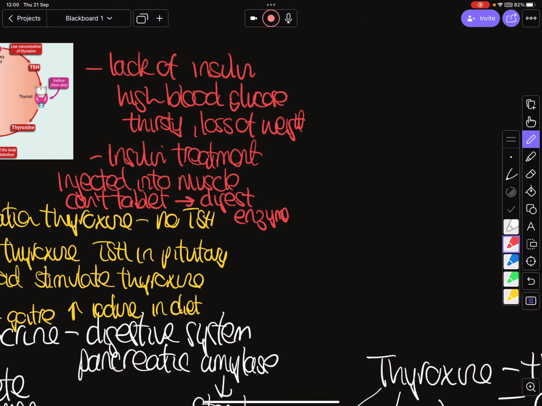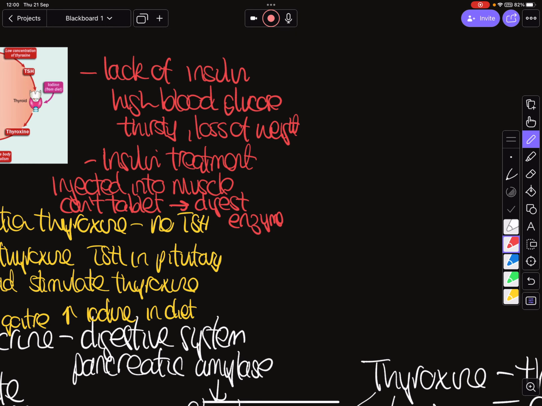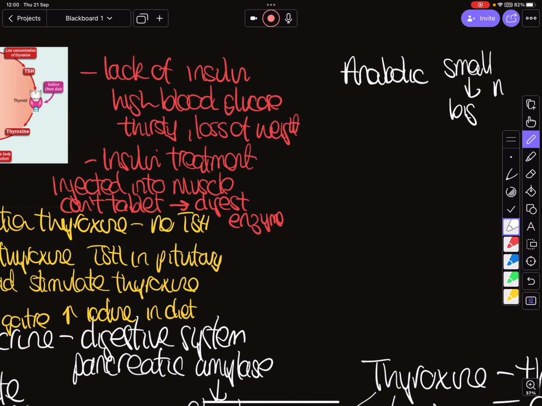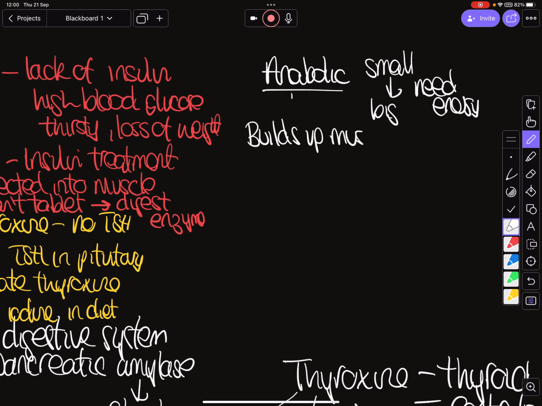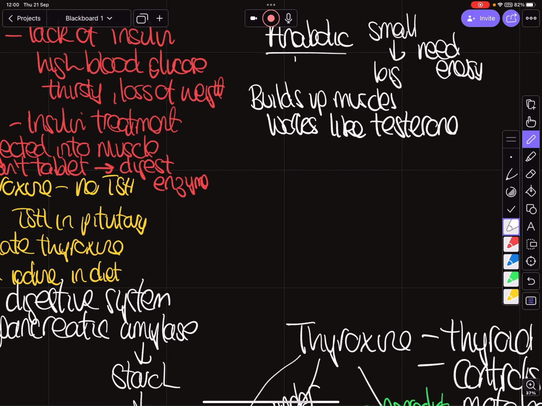Another one, just because we're a rugby playing school, maybe anabolic steroids. Anabolic is when you're going from small molecules to big molecules. You need energy to do this. It's got nothing to do with your cat eating you, because that is catabolic. But anabolic steroids, the reason people take them is it builds up muscles for you. It works like testosterone. You can sometimes hear about what's called roid rage, where you're just very, very aggressive. It's not a good thing.